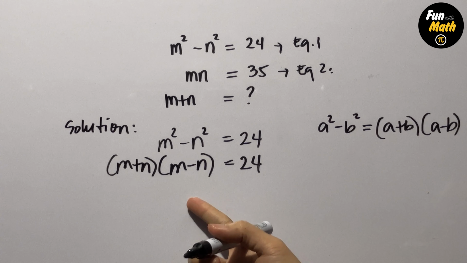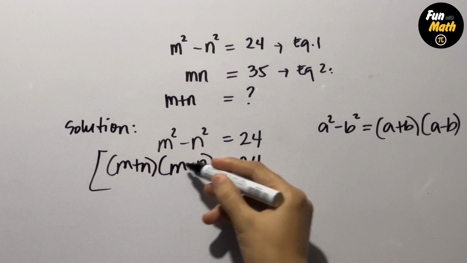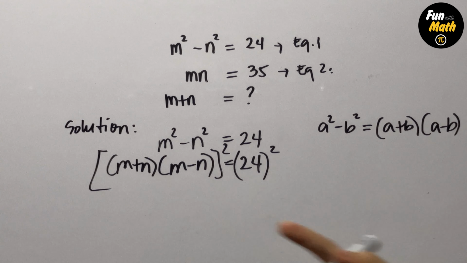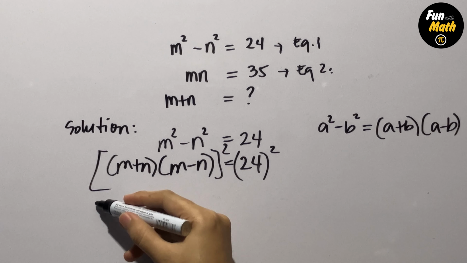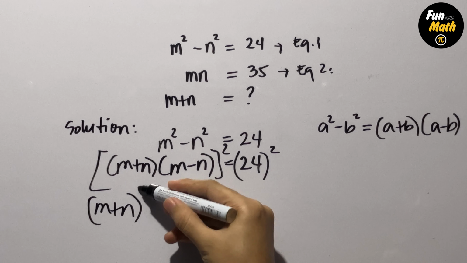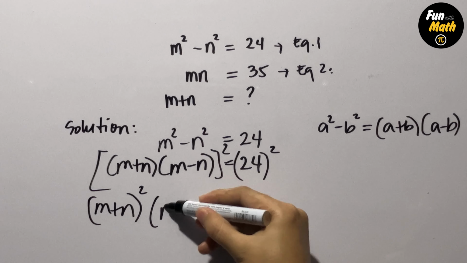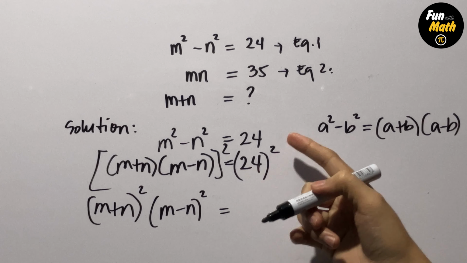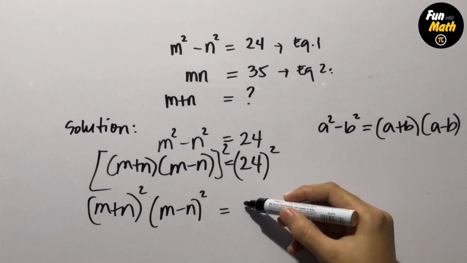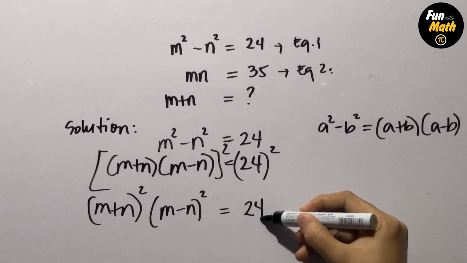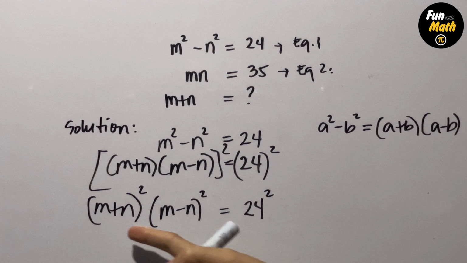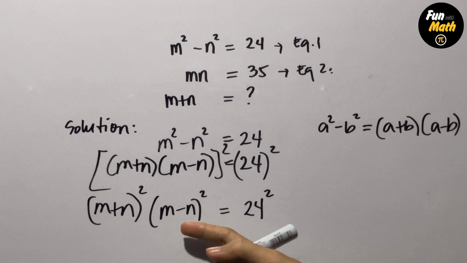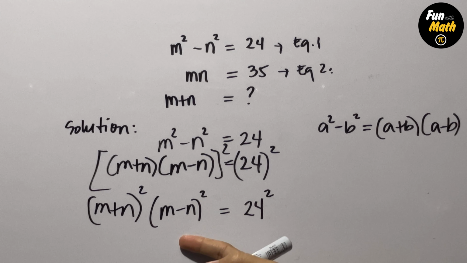Next, we can square both sides. So this is squared and this is squared. And then here we can put m plus n squared, and the other one is m minus n squared, equals 24 squared. We can write it without the parentheses as 24 squared. Now for these two, we have m plus n squared and m minus n squared. This is also an identity.